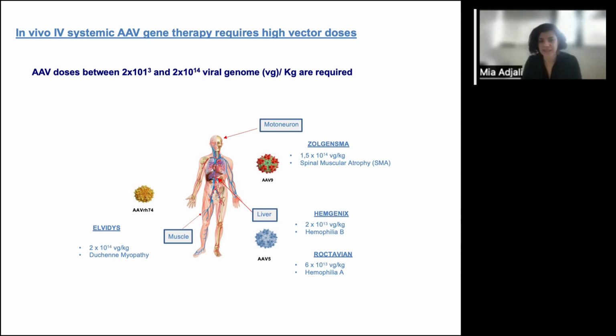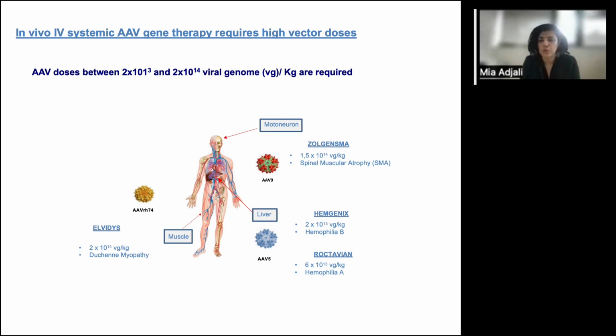So as you can see, there's 1 product for Duchenne myopathy, 1 for spinal muscular atrophy, and 2 for hemophilia A and B. And of course, the dose depends also on the disease, and lower doses are needed for hemophilia, for instance, as compared to the muscle or the motoneuron.